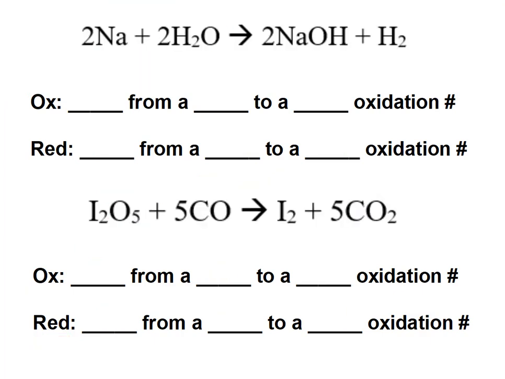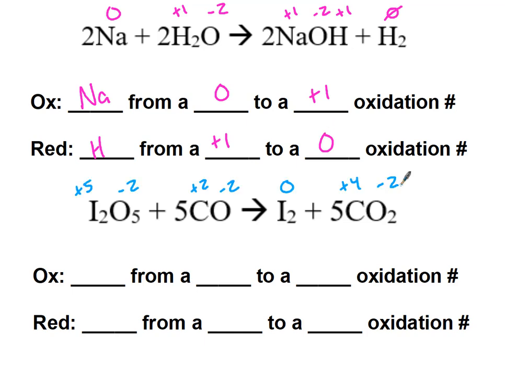All right, go ahead and pause the video and do these two reactions on your own. Restart when you have your two reactions. So for the first one, you should have gotten those oxidation numbers. So sodium went from 0 to +1, so it was oxidized. Hydrogen went from a +1 to a 0, so it was reduced.